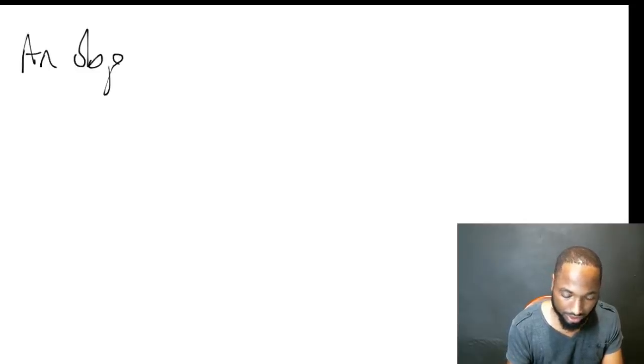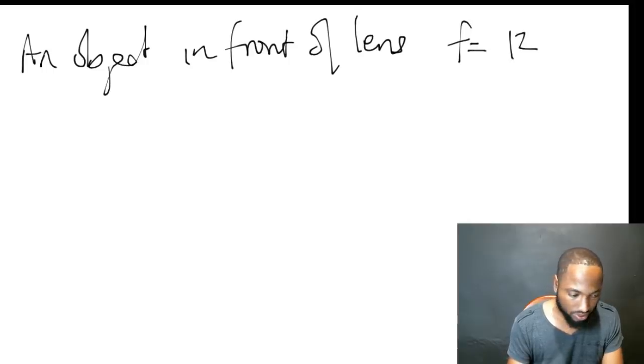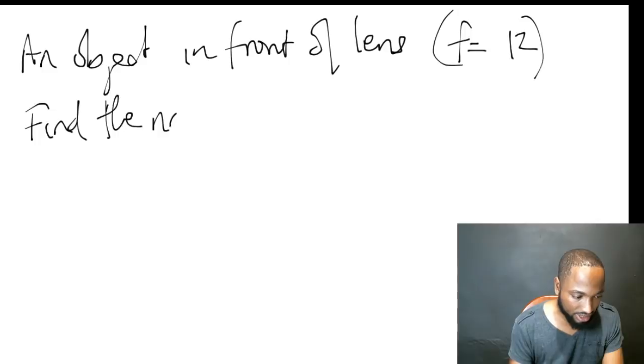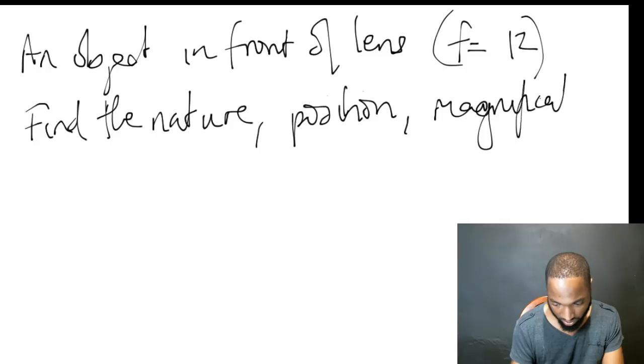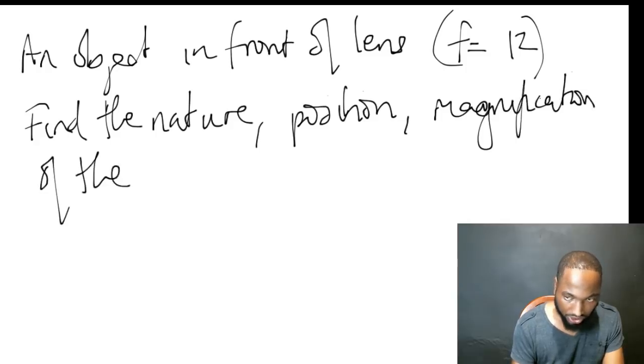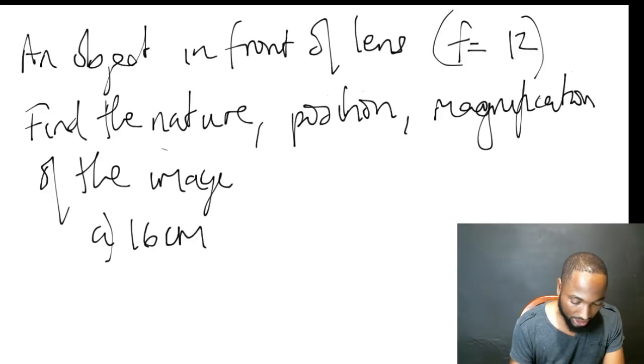An object in front of a lens where F, or the focal length, is equal to 12. So this is like a classic question here. Find the nature, meaning talk about what type of image it is, position, and magnification of the image. So all 441 of you answer this question here, of the image, when the object is (a) 16 centimeters and (b) 8 centimeters.